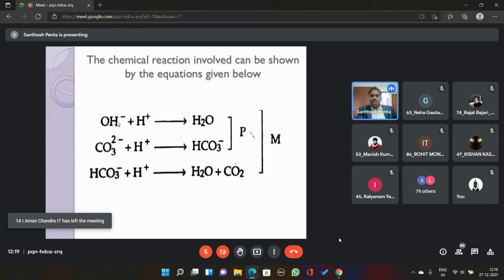Then, with the help of methyl orange indicator, we can determine the alkalinity of hydroxide, carbonate, and bicarbonate. That means total alkalinity can be determined with methyl orange.